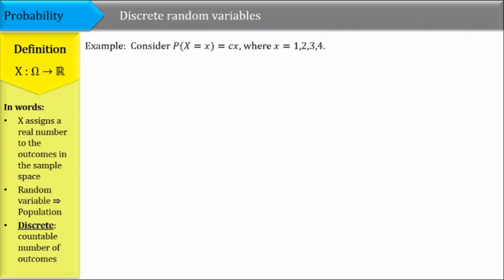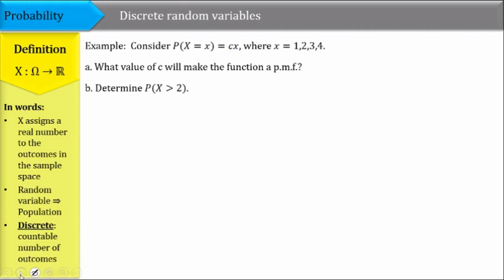Right, first example. We have this probability that is equal to c times x, where x can be 1, 2, 3, or 4. Now c is an unknown constant. The first question is, what value of c will make the function a PMF? As I said, c is an unknown constant, so we need to figure out what c must be so that this probability is indeed a PMF. So we need to know the definition of a PMF, or properties of the PMF.